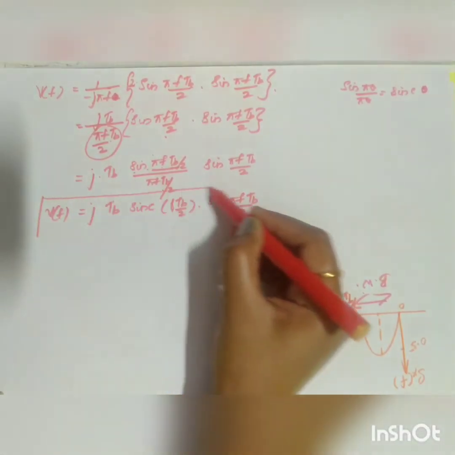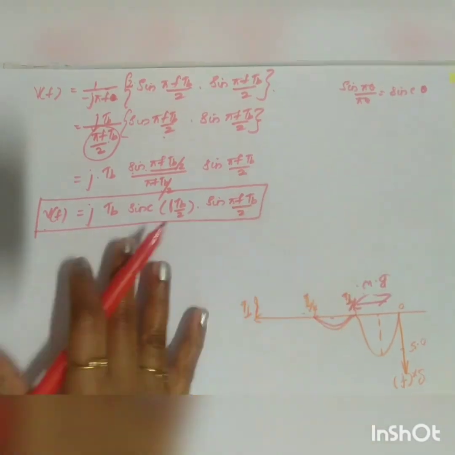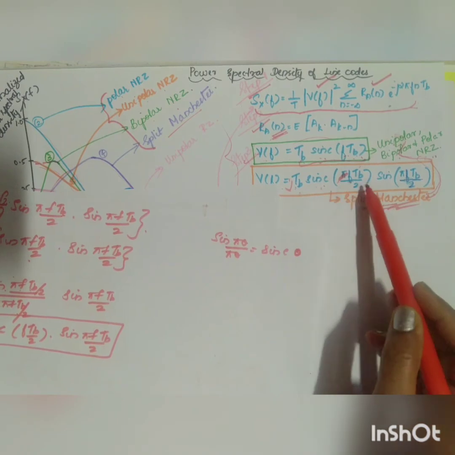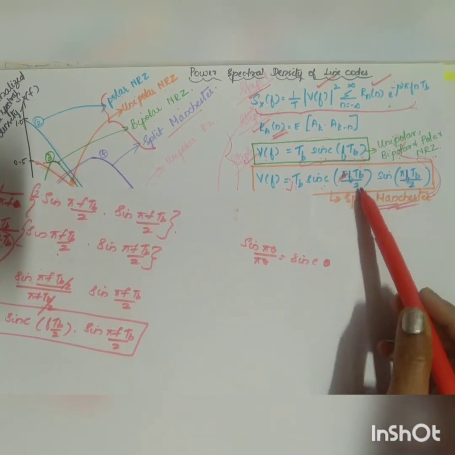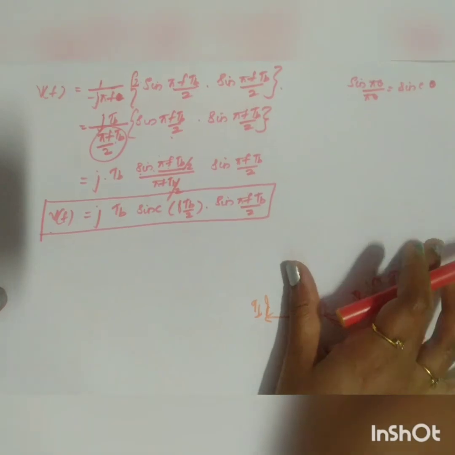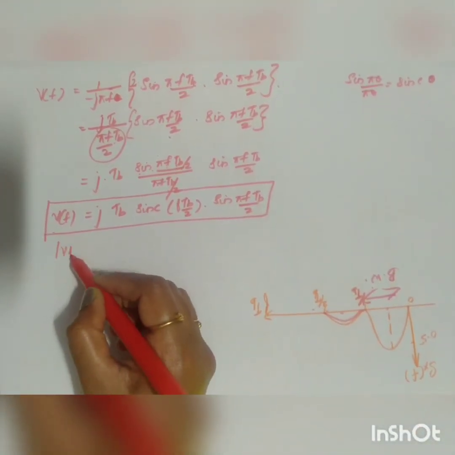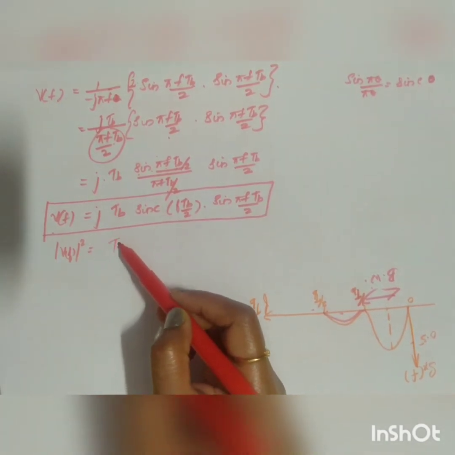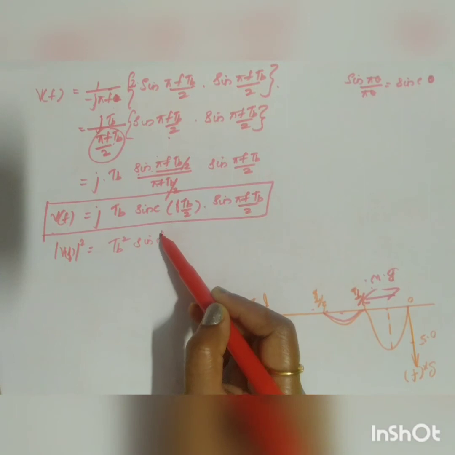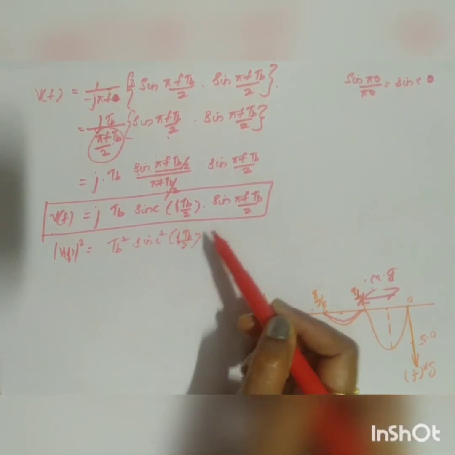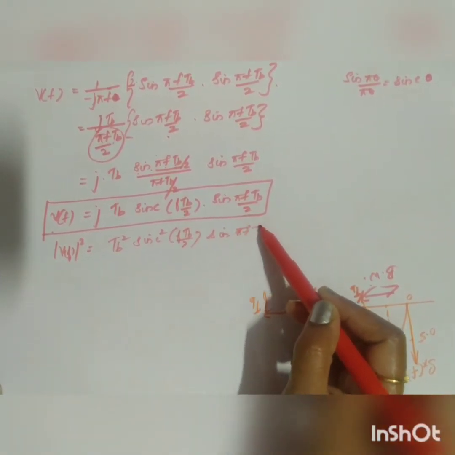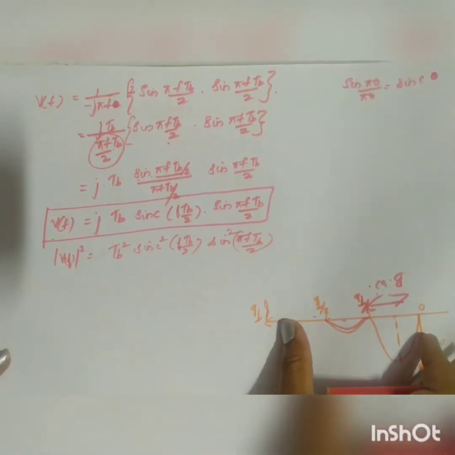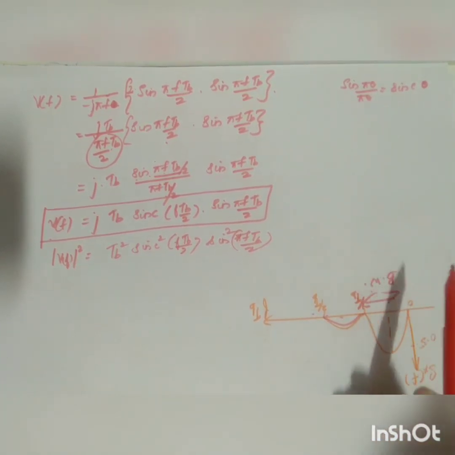So this will be your generalized equation that you have got: j into Tb into sinc f Tb by 2 into sine pi f Tb by 2. When you take the magnitude square, you will get j as 1. So you will be getting Tb square sinc square f Tb by 2 into sine square pi f Tb by 2, which you are going to substitute. This is just for your understanding of how you have got V of f.